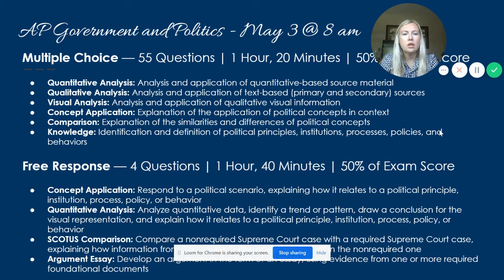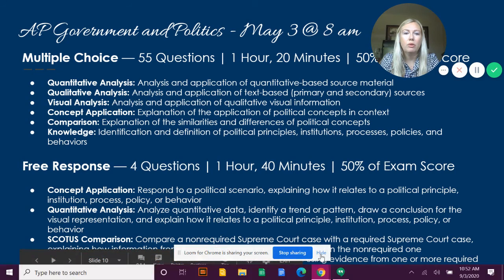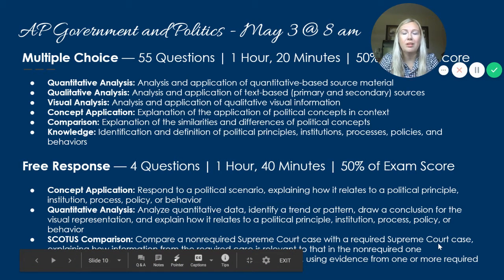The first 2 questions are more around briefly identifying and explaining a political process or some kind of pattern, trend, graph that they're providing. The third one is then comparing a Supreme Court case that we would have studied in that third unit with one that is not a required Supreme Court case, so one that they're not familiar with. And usually that's more of a compare-contrast, explaining how the two are connected. And then lastly is an argument essay, which we will be continuing to practice throughout this course, and they'll be getting more familiar with.